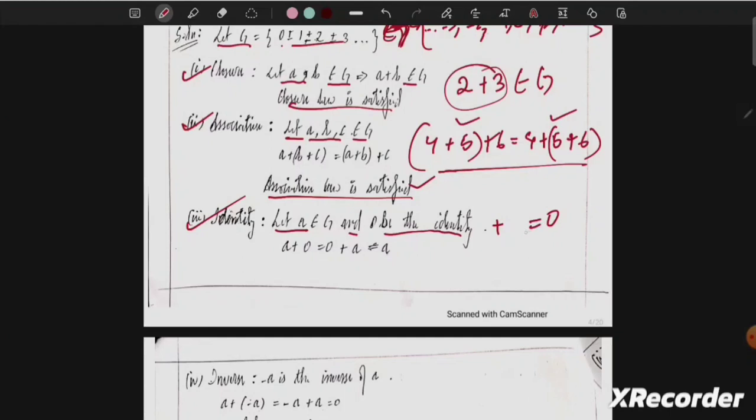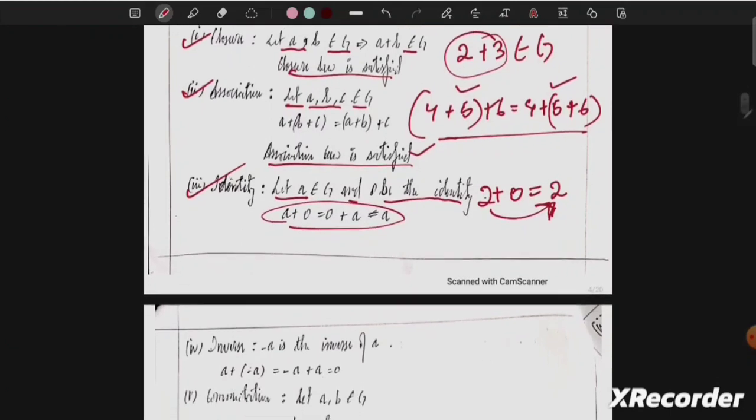So suppose if we take 2, anything added to 0 will obviously get the same number. So out here the identity element exists.